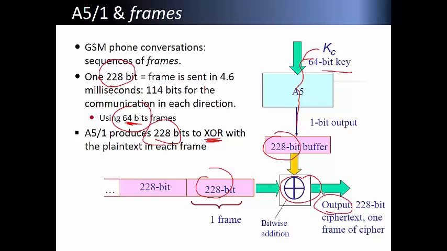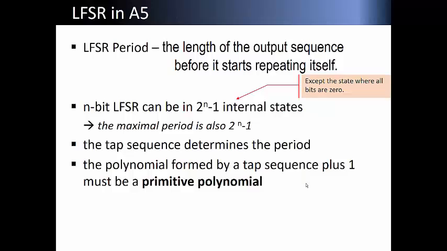Okay, keep doing this. For the next 228 bits of message, you need another 228 bits of key. That goes together for that exclusive OR. Keep doing this. To do that, what is a frame? Frame is this.